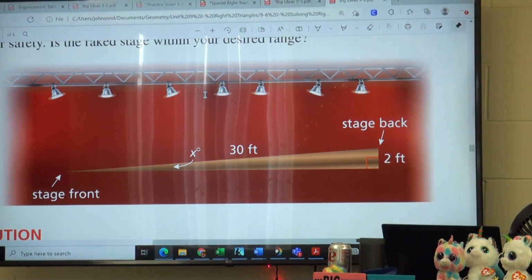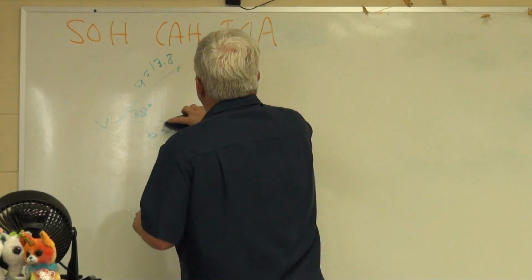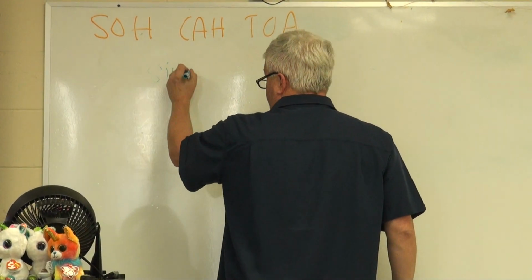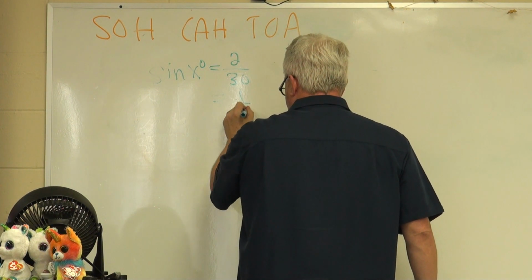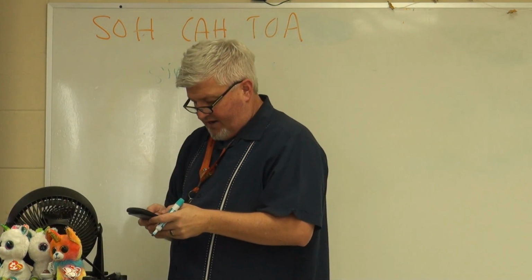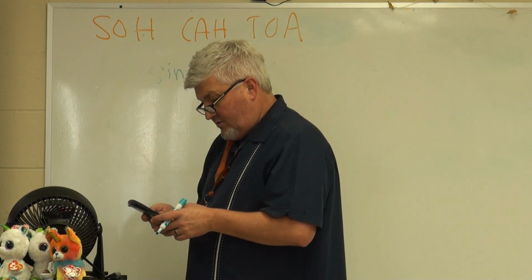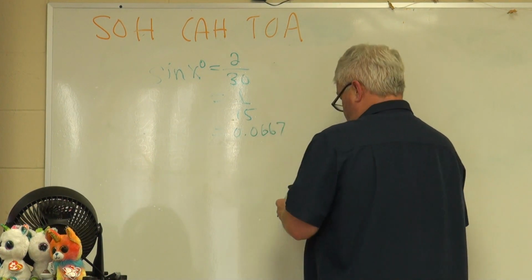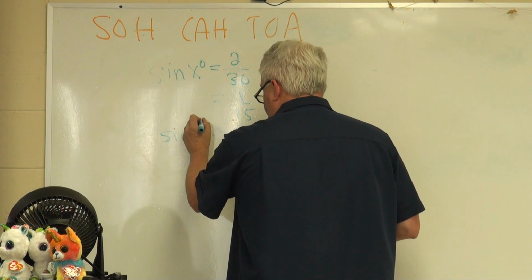Sine is opposite over hypotenuse. So we take this: sine of angle X equals 2 over 30 equals 1 over 15. As a decimal, 1 divided by 15 equals 0.0667. So now to figure out what degree that is, I now do the inverse sine of that.